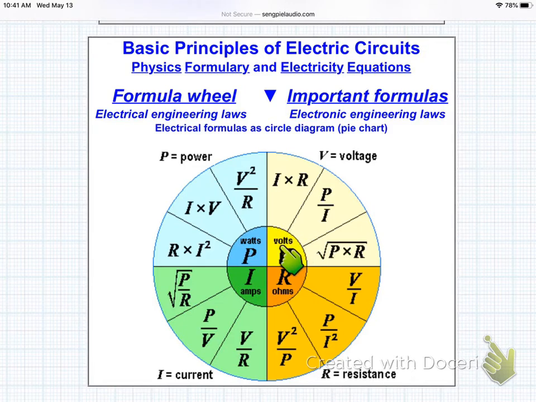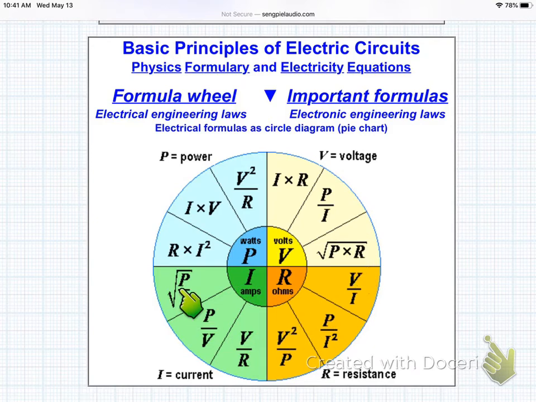So if you want to find volts, and you know power and resistance, then you could use this formula. If you know current and resistance, then you would use Ohm's law, which is this formula. And so on all the way around the circle. So this is really handy. I'll have this for you on the final as well for you to use.